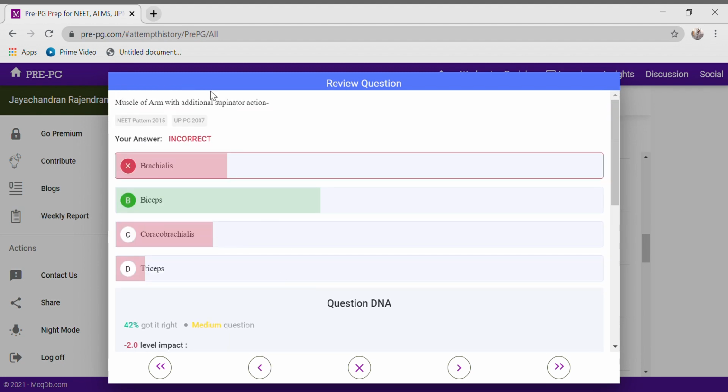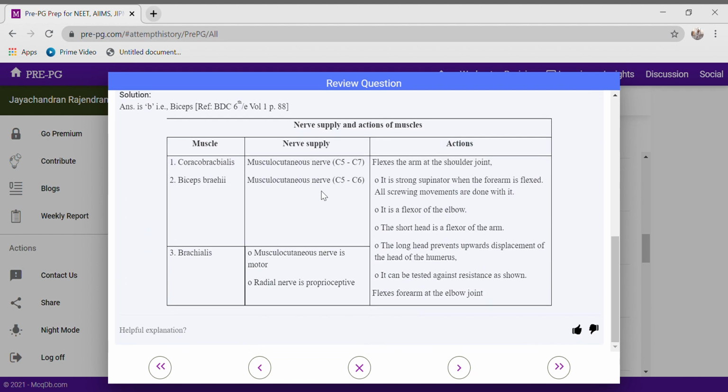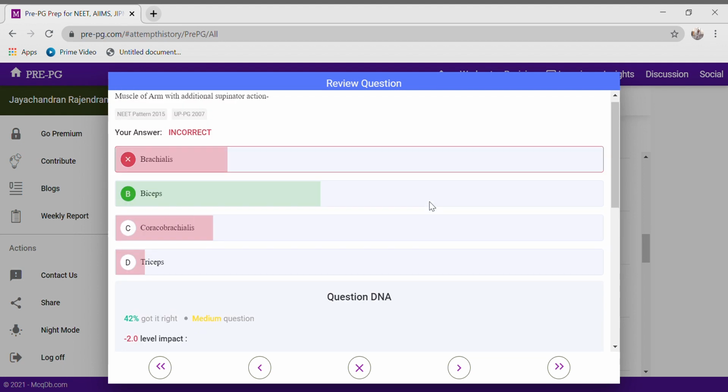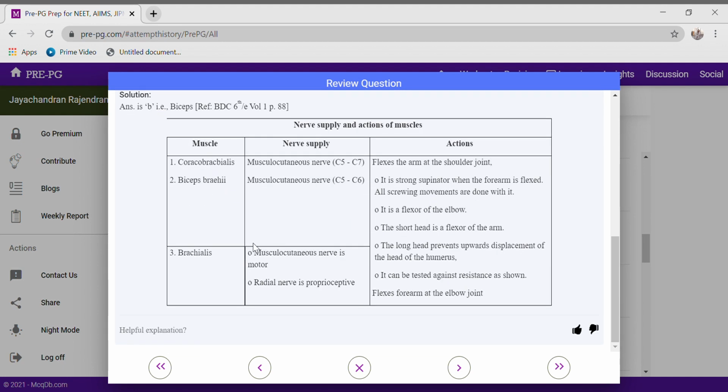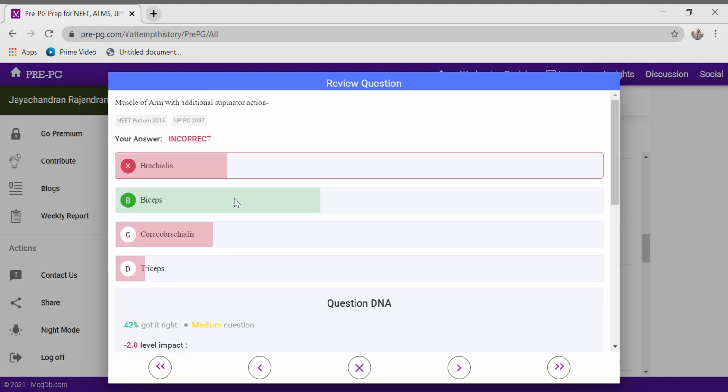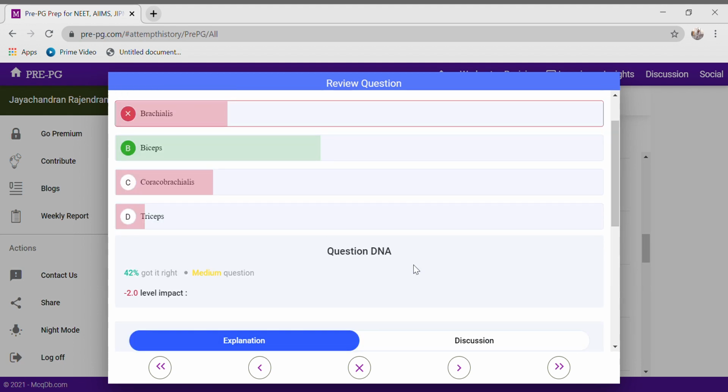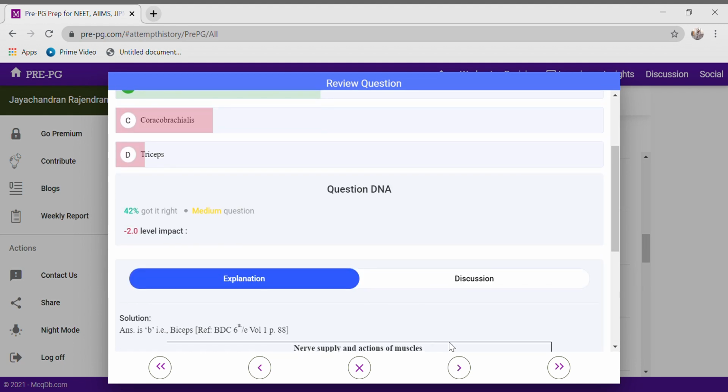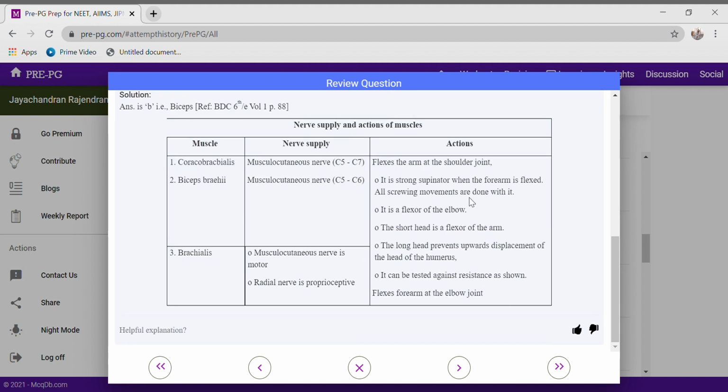So, supinator actions. We have to see that coracobrachialis is a flexor. Biceps brachii is a strong supinator, whereas brachialis is also a flexor only. The supinator here is the biceps brachii. So not the coracobrachialis, not the brachialis, and not the triceps. Triceps are all extensors. So the biceps is a flexor, and along with that, it is a strong supinator.